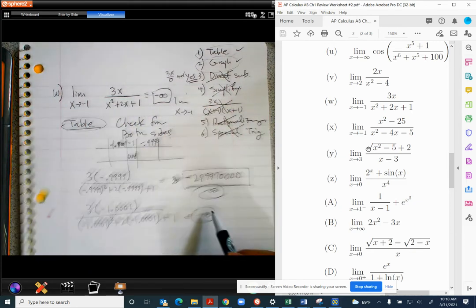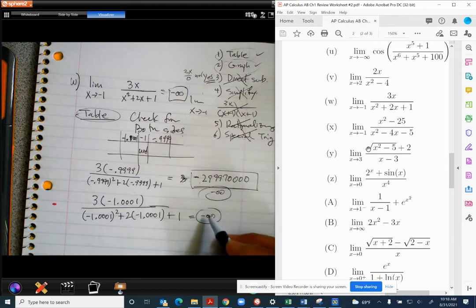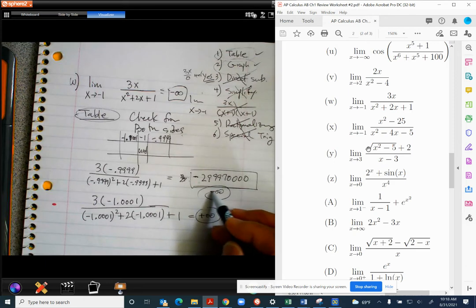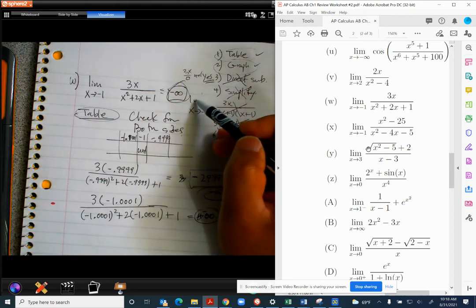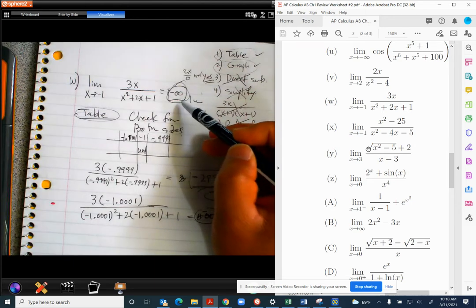Alright, now if one was negative infinity and the other one was positive infinity, let's just say, then what will be your limit? Does not exist. It will be does not exist. Because your limits are matching with negative infinity and negative infinity, they are matching. So you put negative infinity.